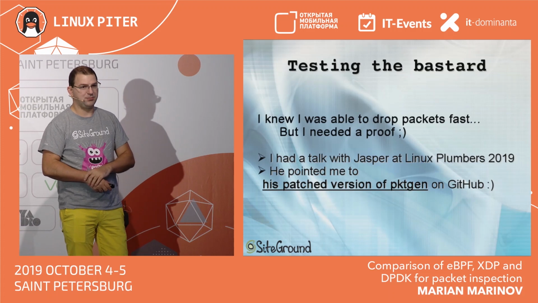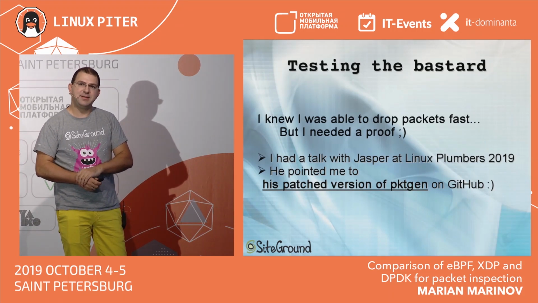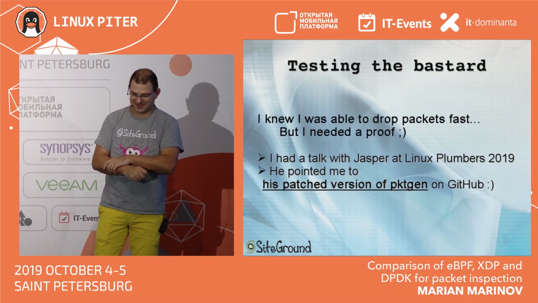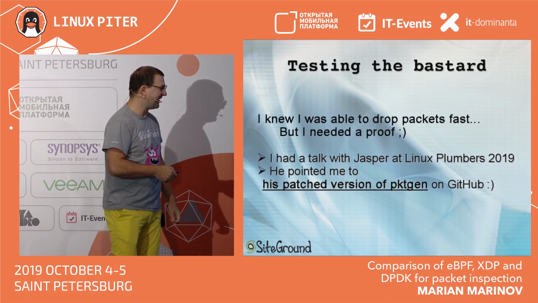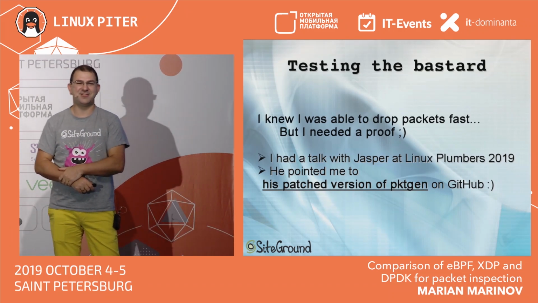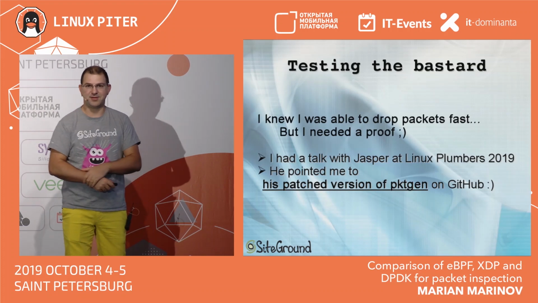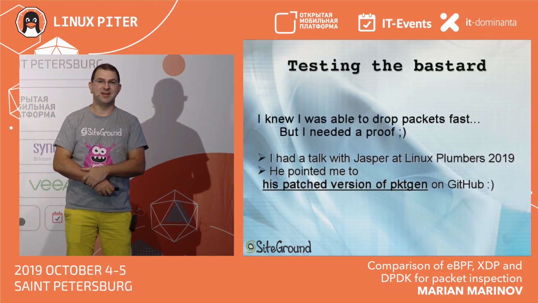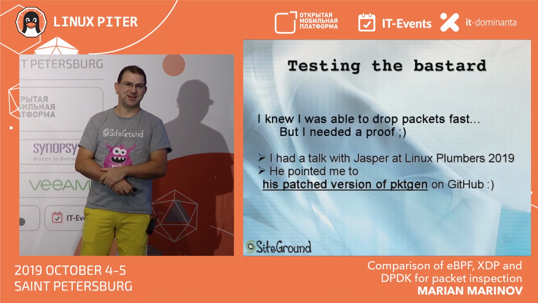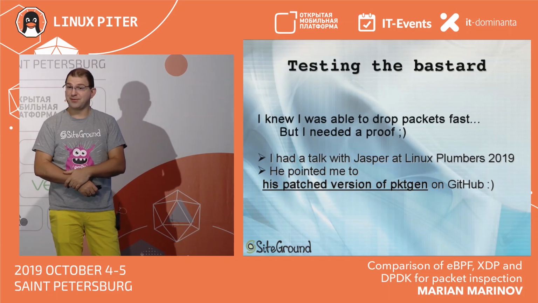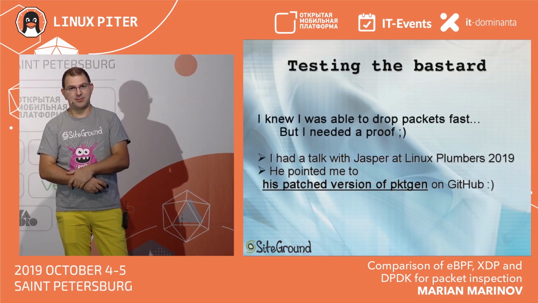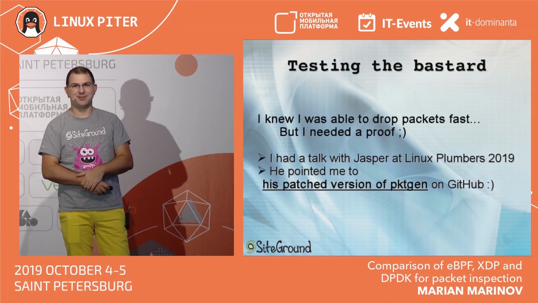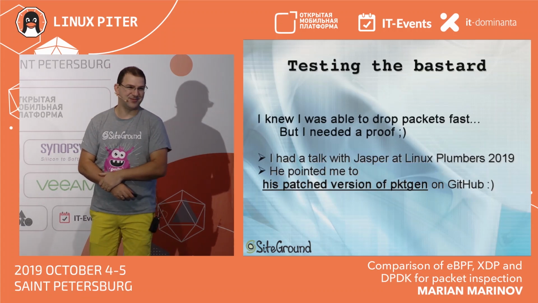So you have to use the kernel packet generator, but it has its limits. Last month I talked with Jasper, as I told you, at Linux Plumbers, and he told me that he has a patched version of pktgen, with a link at the end of the slides, that can generate a lot more than 10 million packets per second if you have more than a 10 gigabit interface, which was very nice. It works with UDP only, so I also patched it to generate TCP packets for the TCP SYN flood.